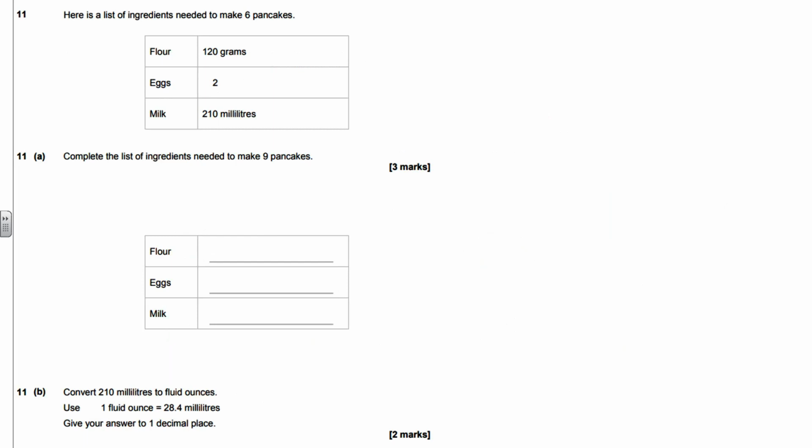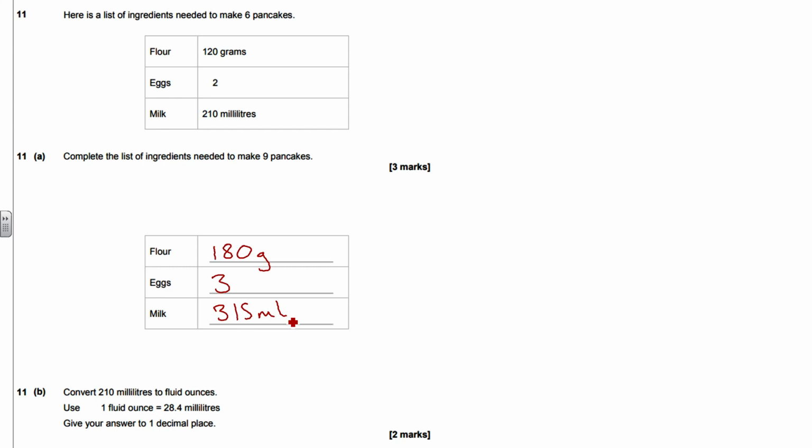Question 11. Here's a list of ingredients to make 6 pancakes. Complete the list of ingredients to make 9 pancakes. Now, most students I taught seem to find no trouble in this. They realise that if I've got 6, I need an extra 3. That's an extra kind of 50% on all these numbers. So they go half of 120, that's 60, and add it on is 180 grams. Half of 2, that's 1, add it on, that's 3 eggs. Half of 210, that's 105, add that on, that's 315 millilitres.